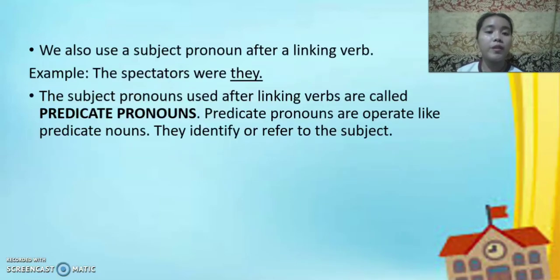Now, we also use a subject pronoun after a linking verb. Example, the spectators were they. Okay, after this linking verb were, they, paris na silang duha, okay? So, the subject pronouns used after linking verbs are called predicate pronouns. So, they here is also called predicate pronouns. Predicate pronouns operate like predicate nouns. They identify or refer to the subject. So, they ang subject, ani niya kay ang spectators. Back to siya sa spectators.